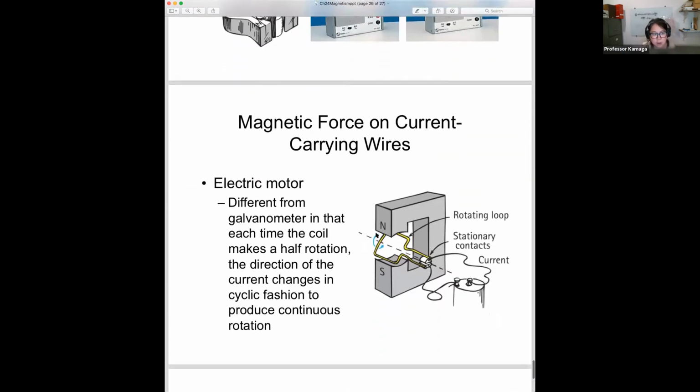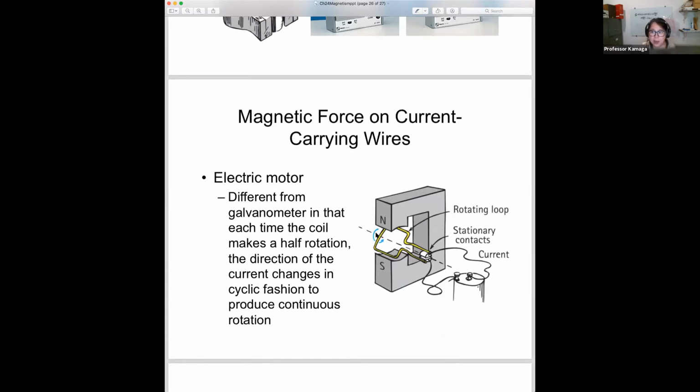Electric motor: you can also apply this magnetic force on the current by making a current loop, and then you can rotate it. So it converts electrical energy into mechanical energy by using the magnetic force. How would you do that? You just connect to the plus and minus, and then the current will run.